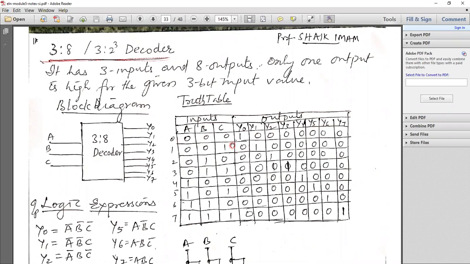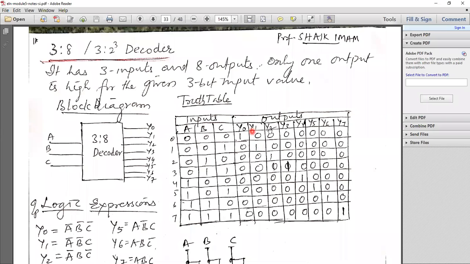As in the 2:4 decoder, the index, suppose Y0, the 0 indicates that the input combination will be 0, so all are 0. Y1 indicates that the input combination will be 001. Index 2 indicates that the input combination will be 010, it is high. So accordingly, diagonally you can see we are writing 1. It is indicating that this 0th index indicates that my input is 0, and this 1 indicates my input is 1, and for that input combination, the output will be Y1.